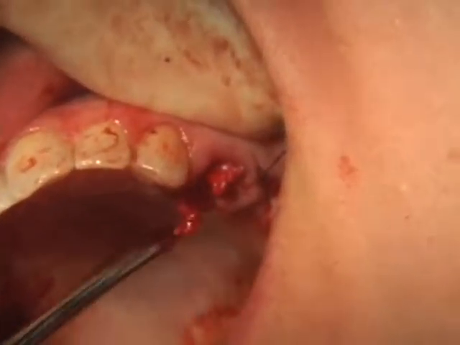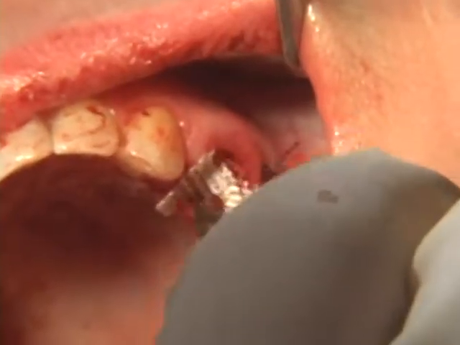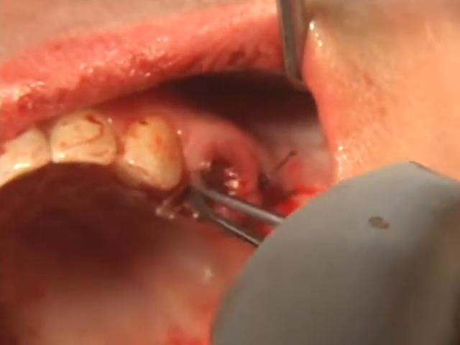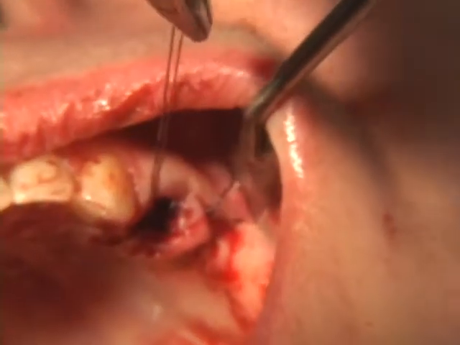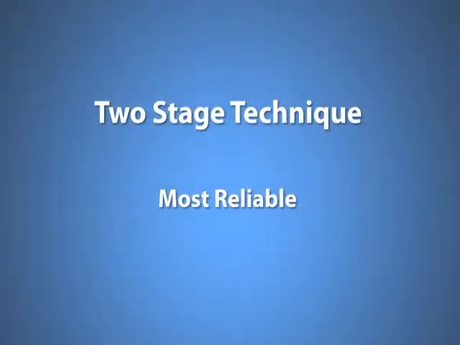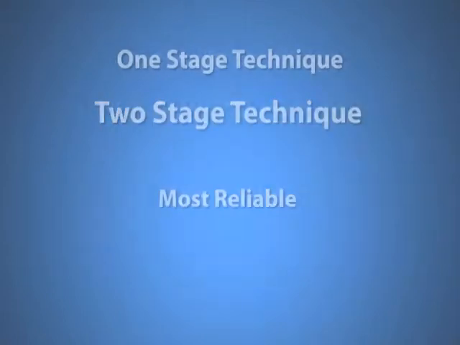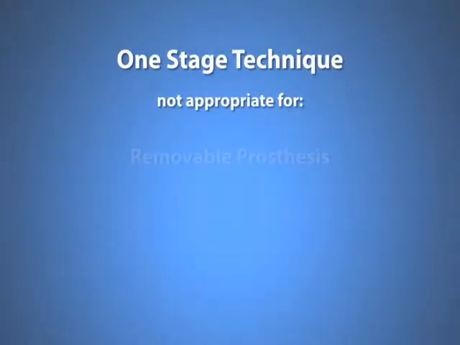The use of a resorbable cellulose material over the bone graft may facilitate the closure of some implant sites. The two-stage technique is the most reliable technique in that the implant is not subject to the extraneous factors inherent with the one-stage or immediate loading techniques.